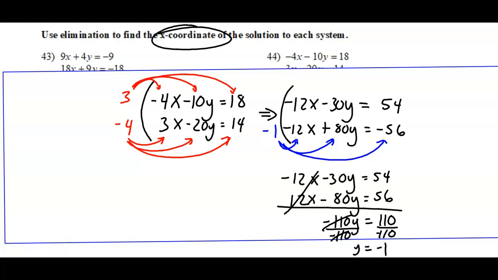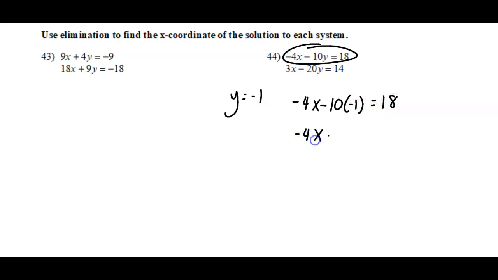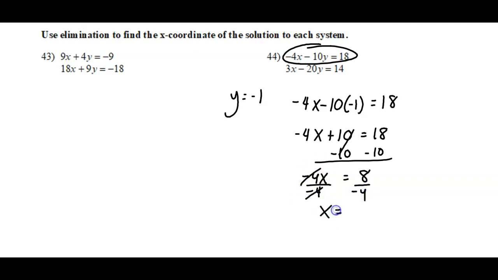So how do we find the x-coordinate? Well, now that I know y equals -1, we just go back to one of our equations, and we replace the y value with what we just got. And then from there, we'll go ahead and solve. And there's my final answer. Okay, and that's the elimination method.